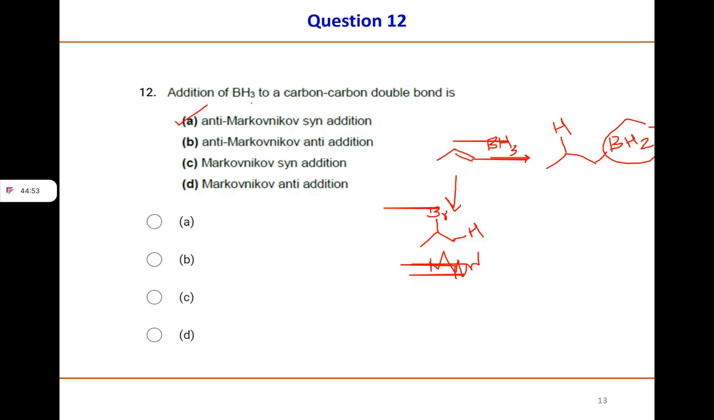But because the substitution is taking place on the terminal one, this is known as an anti-Markovnikov syn addition, because syn addition is taking place in this case. But because the substitution is different from the normal one, that's why it is called the anti-Markovnikov rule.